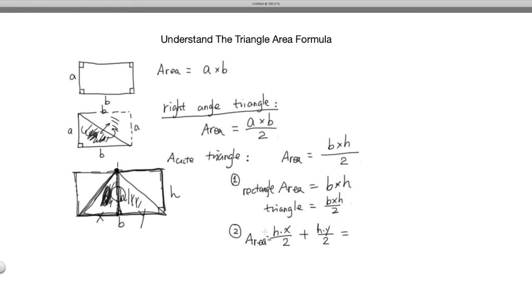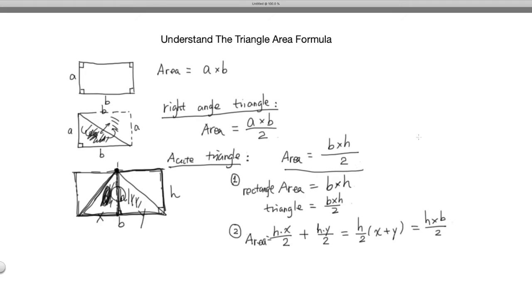And now we're using the opposite of the distributive law. We can take half h out and make x plus y inside. But x plus y is just equal to b. So that equals half of h times b. So we know that for the acute triangle, the area formula equals base times height divided by 2.